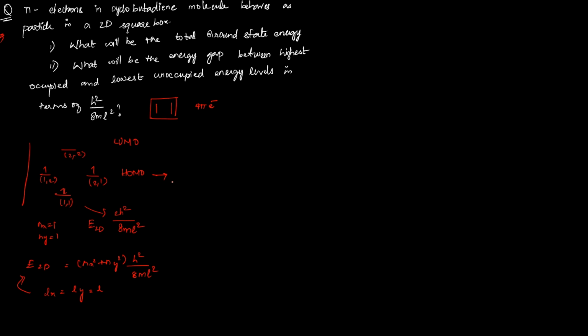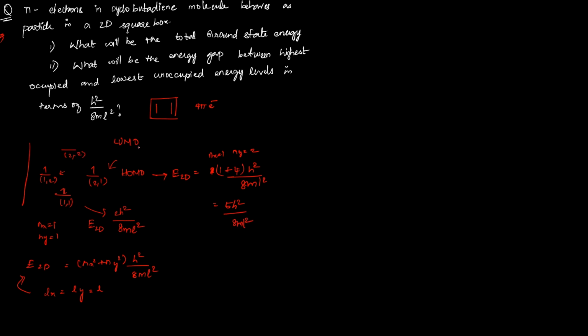Okay, so the energy for the state is going to be equal to, if you calculate, okay, if your nx is 1, for this case your nx is going to be 1 and your ny is going to be 2. So this is going to be equal to 1 square plus 2 square, which is 5, into h square by 8ml square. So that is going to be same for this case also. So this is going to be equal to 5h square by 8ml square.